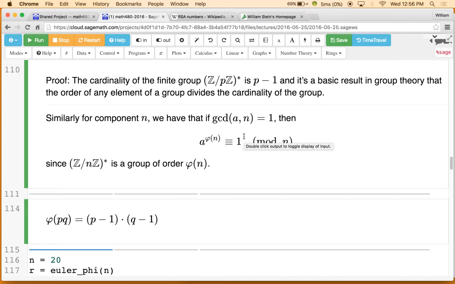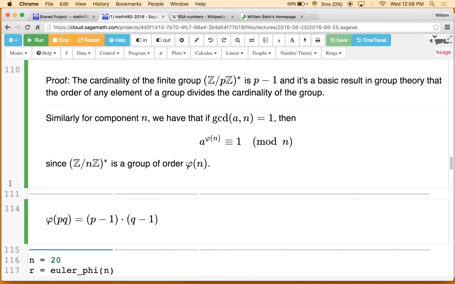Z mod nZ star means the numbers from 0 up to n minus 1 that are co-prime to n under multiplication. It's a finite group. You can take any two of them and multiply them, you get another one, and you have inverses. There's some math you have to know to see that you can invert things, which is just the Euclidean algorithm. And what this says is if you take any element of Z mod nZ star and raise it to the order of the group, you get 1.